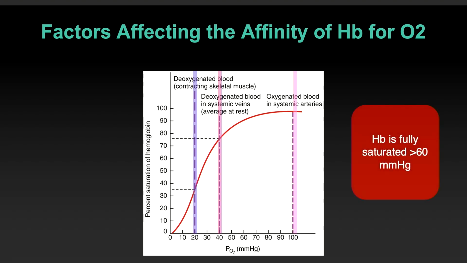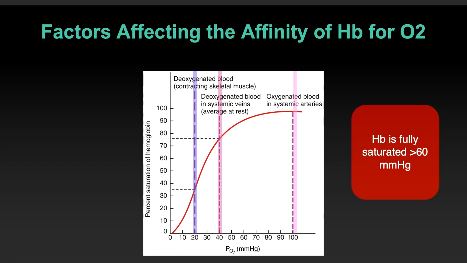What else do we notice about this curve? What's really nice about the shape of this curve is that hemoglobin is fully saturated if PO2 is at least 60. Essentially fully saturated. So a PO2 of 60, if I trace that line all the way up, I'm on this upper flat portion of the curve, and maybe I'm 95% saturated. For all intents and purposes, that's pretty saturated.